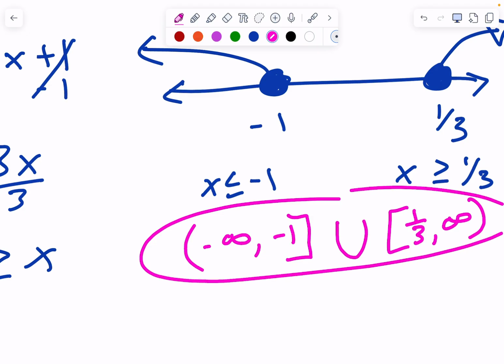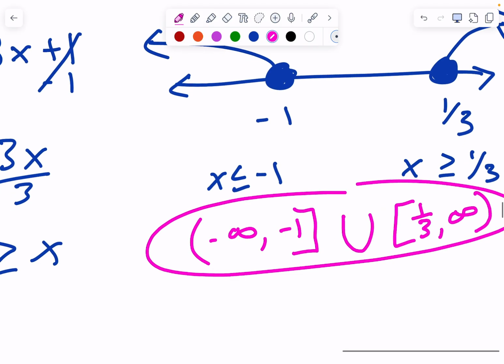If you have two pieces, you'll put a union in between them. If they're together, like the last one was, you'll just write it as one piece, and you won't have any infinities. Questions about that?